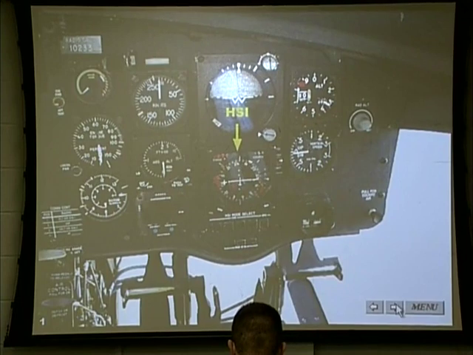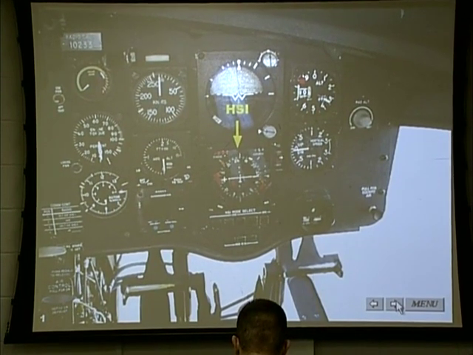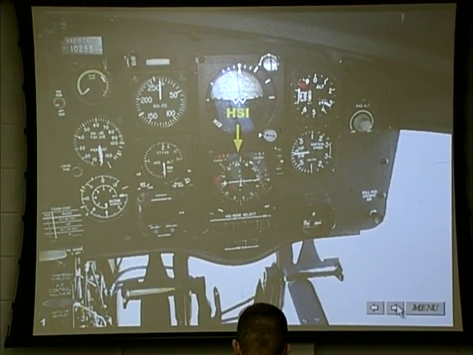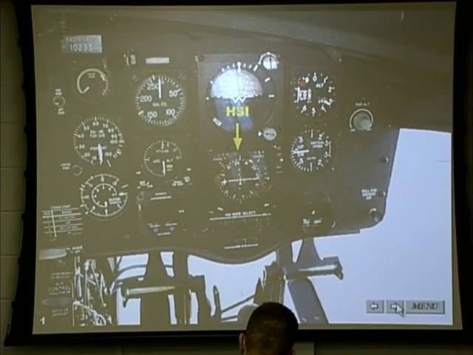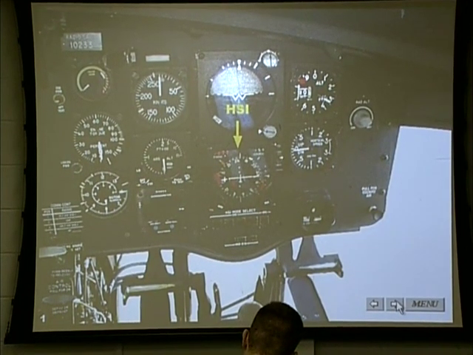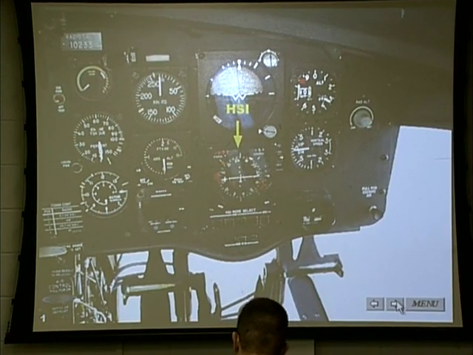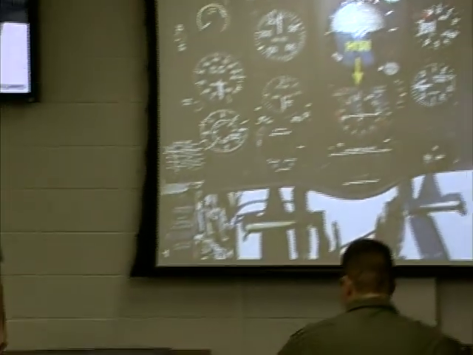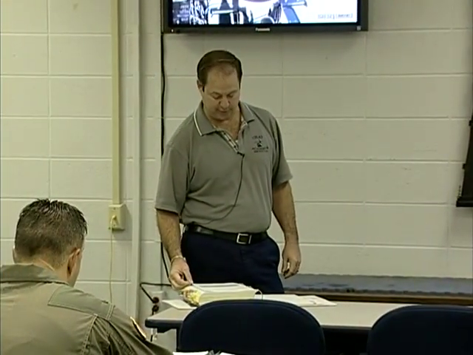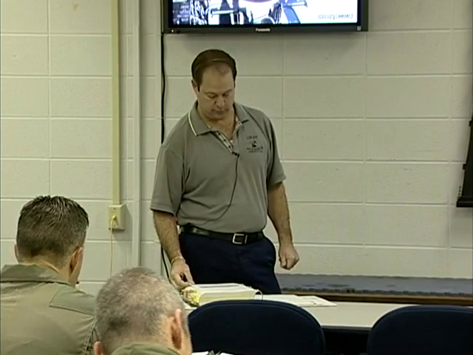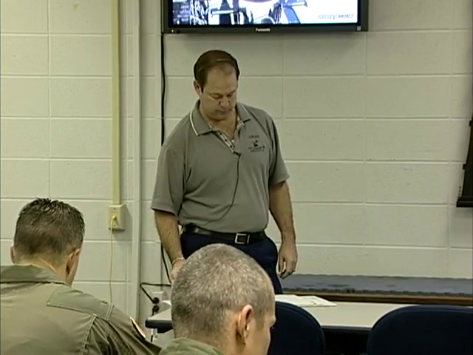Conditions: in a classroom, given the CH-47D instrument trainer and the student handouts. Standards: correctly answer in writing, without reference, 5 of 7 questions pertaining to the operational characteristics, limitations, and functions or malfunctions of the CH-47D flight instruments in accordance with TM 1520-240-10 and the student handouts. Safety requirements: none. Risk assessment: low.